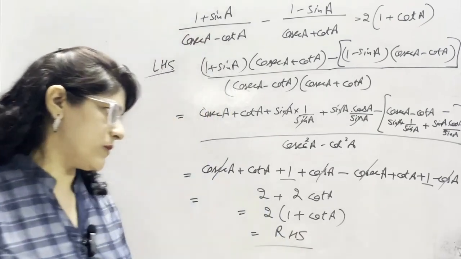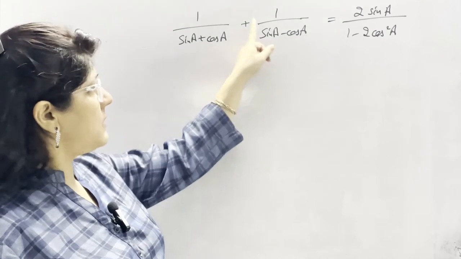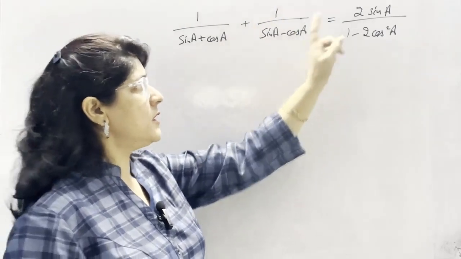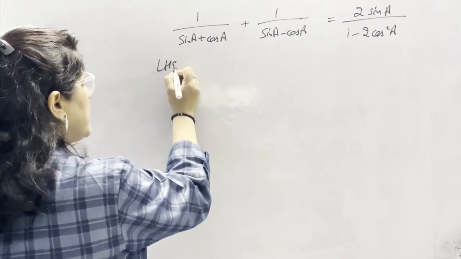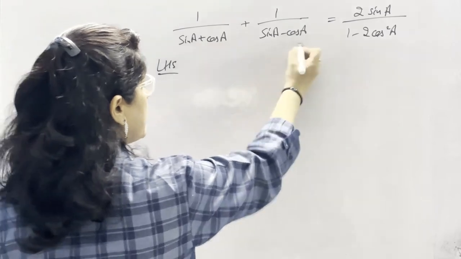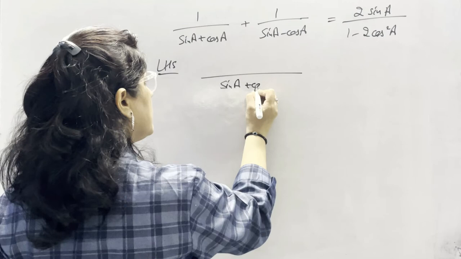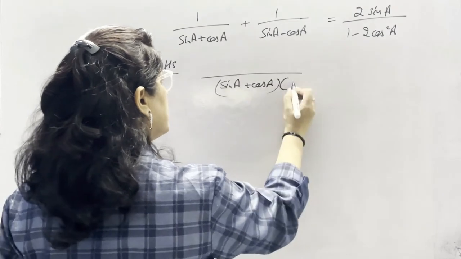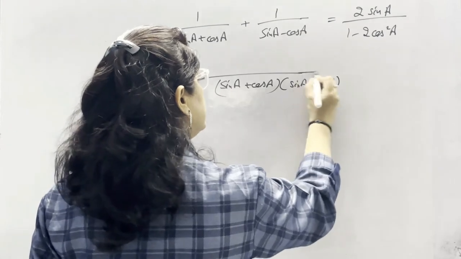So hence proved. One more question. 1 upon sin A plus cos A plus 1 upon sin A minus cos A is equal to 2 sin A upon 1 minus 2 cos square A. Again starting with left hand side, here we have sin A plus cos A and sin A minus cos A. So we can take LCM here also, sin A plus cos A, then sin A minus cos A.